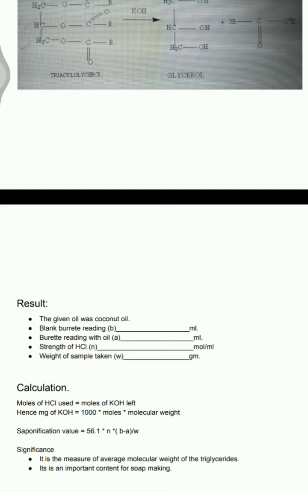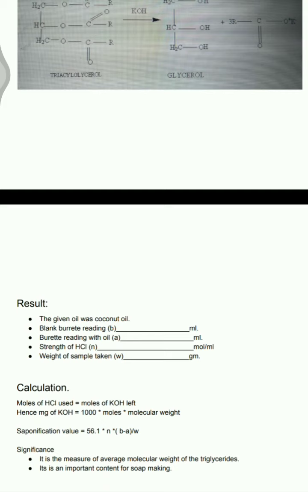Now we focus on the calculation part. 56.1 into N into (B minus A) by W is our required formula. W, we can see, is the weight of the sample, the oil taken. 56.1 is none other than the molecular weight of KOH. N is the strength of HCl used.